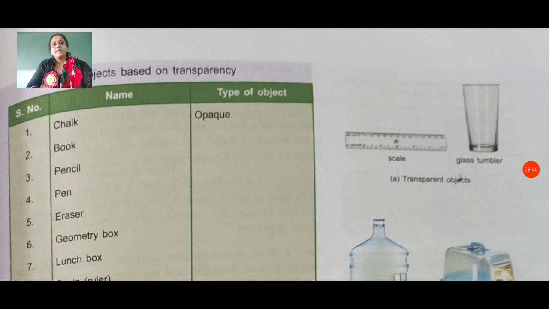You can see here we have a table with the name and type of object. First we have chalk. That means chalk is opaque. Why? Because we cannot see through the chalk. So chalk is opaque. Now, book. We cannot see through a book either, so book is also opaque.